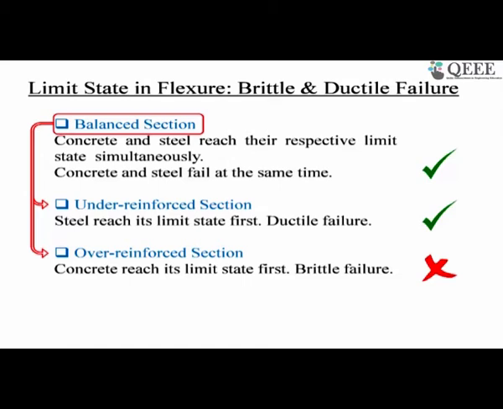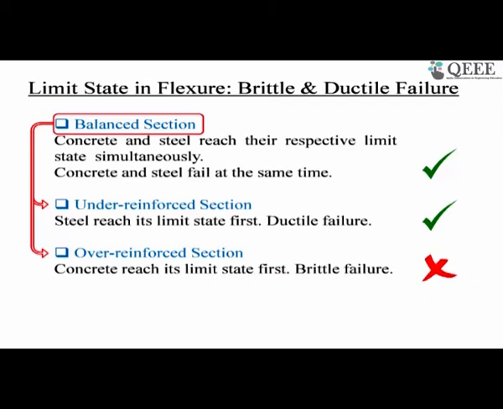But the takeaway from this slide is we can have three different kinds of section. One is the balanced, where your steel and concrete reach their limit state simultaneously. One is a section which is ductile, where steel reaches its limit state first, and another one is brittle, where concrete reaches its limit state first. We don't want a section to be like this.